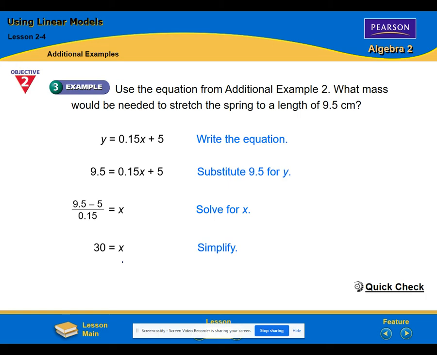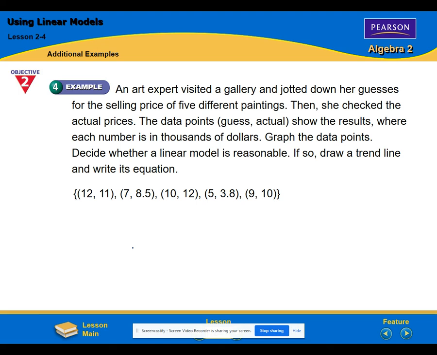Okay, now let's look at this next example, and then we're going to jump over to the starboard to plot these points. An art expert visited a gallery and jotted down her guesses to the selling prices of 5 different paintings. Then she checked the actual prices. The data points guess, actual show the results. Okay, so each one of these is, I think, in thousands of dollars. So she thought the painting would have sold for $12,000 and the actual was $11,000. And then she thought another one was $7,000, but the actual one was $8,500, right? $10,000, $12,000, like that, okay?